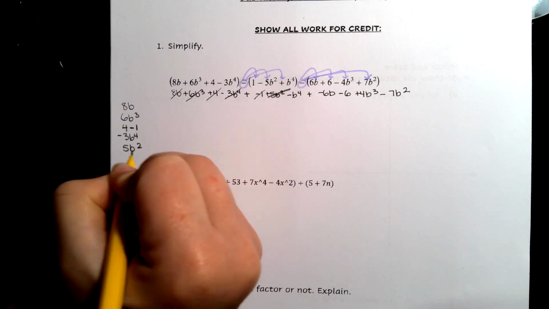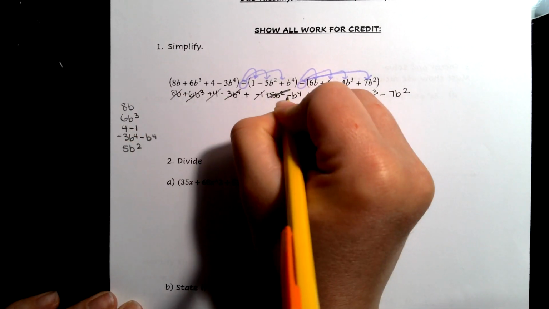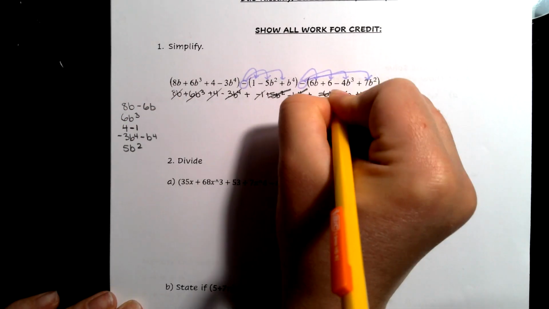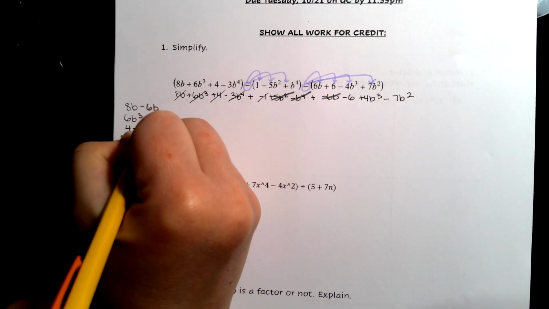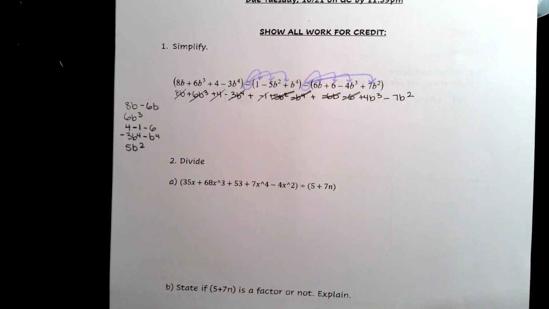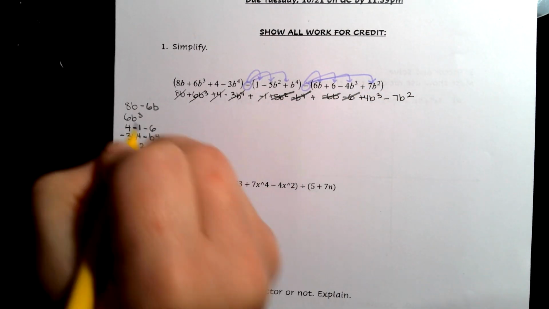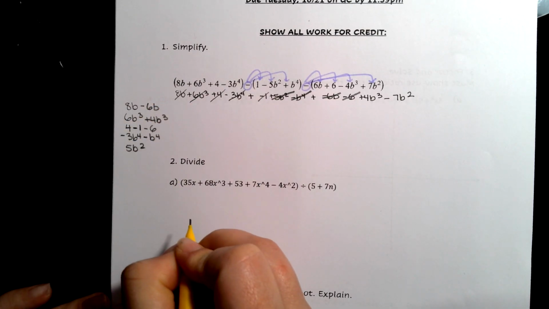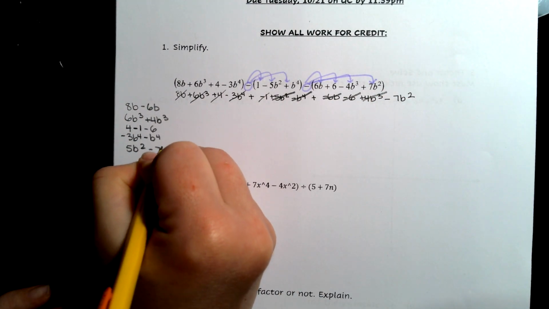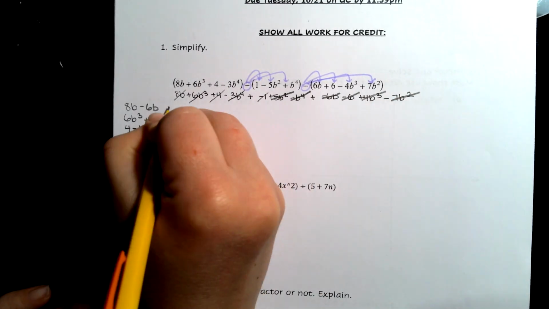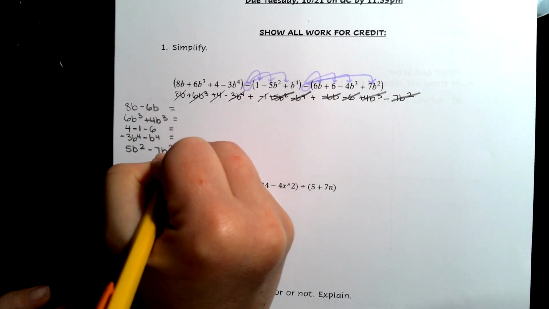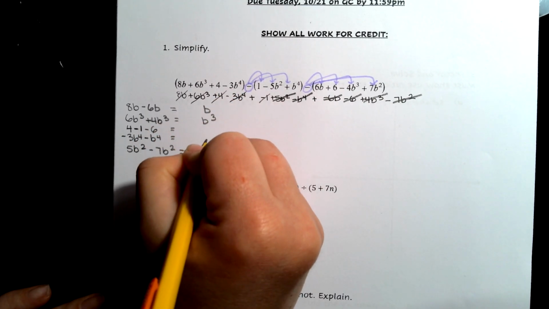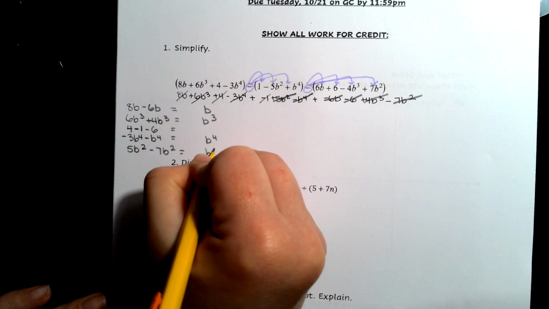I get a negative b to the fourth. A negative 6b. A negative 6. Make your b's a little boxy. Make your 6's a little twirly here. 4b cubed, positive 4b cubed. And a negative 7b squared. So if you have a letter, that letter stays. So I have a b cubed. I have no letter here. I have a b to the fourth, and I have a b squared.